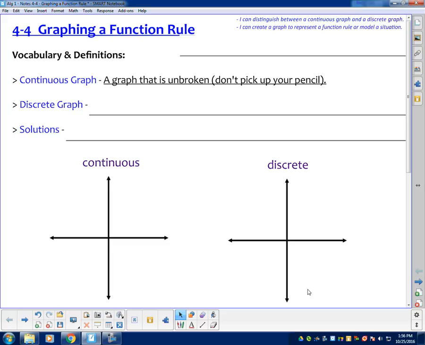So a continuous graph is a graph that is unbroken. If you don't pick up your pencil as you're tracing through the dots, you are drawing a continuous graph.